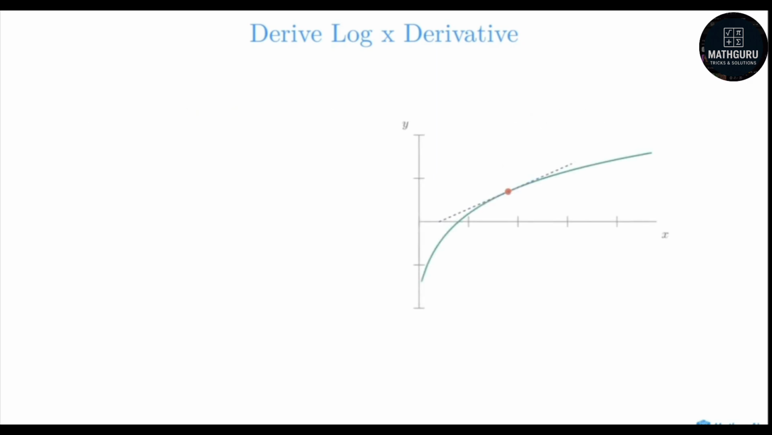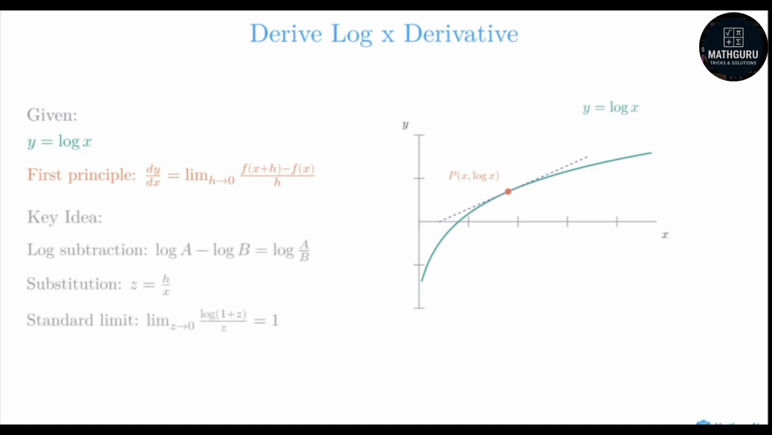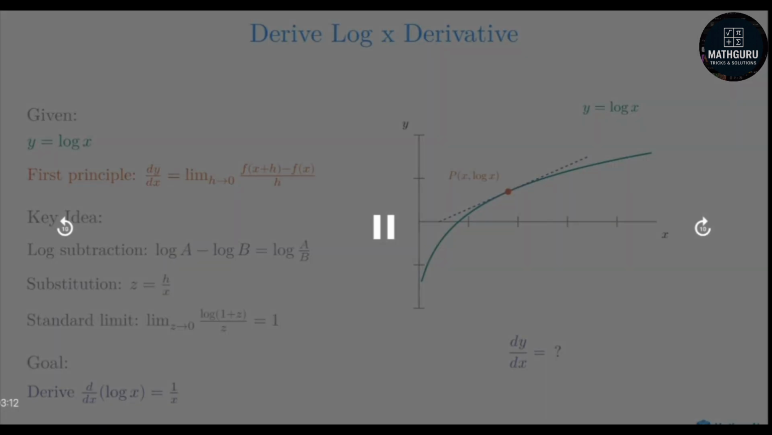What is the derivative of log x? The answer, 1 over x, looks simple. But where does it really come from? Most students memorize the result without ever seeing the proof. The derivation uses the limit definition, the log subtraction rule, and a clever substitution. Goal: derive the derivative of log x using the first principle.